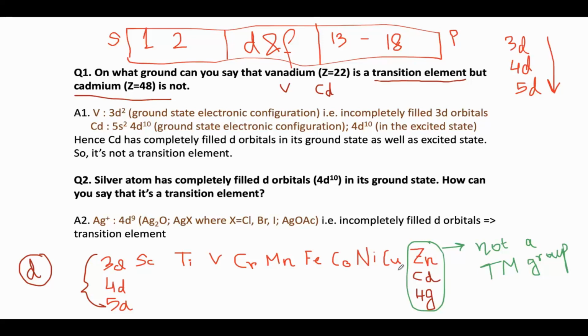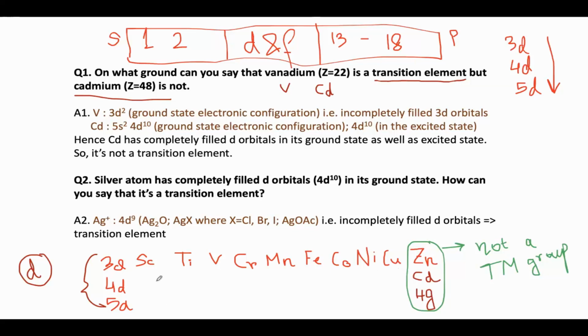A transition element is such an element which has a vacant d orbital, that is, an incompletely filled d orbital, either in its ground state or in its excited state. Excited state means in its oxidized state, and ground state means when the oxidation state is 0. That is the ground state.